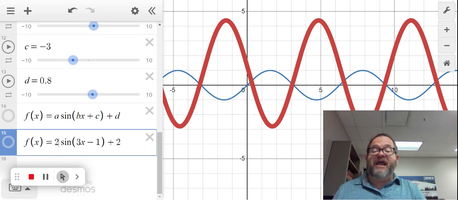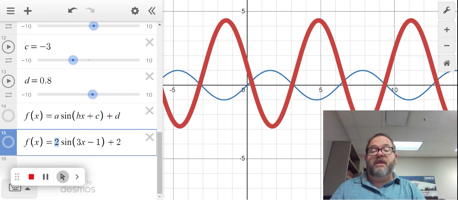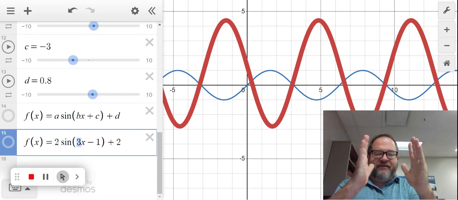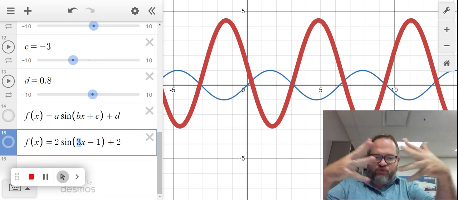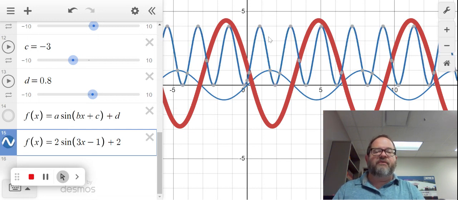I can see that I have started with a parent function of sine, but I have vertically stretched it by 2, so it'll be taller. I have horizontally compressed it by 3, so it'll be squishier towards the y-axis. I have shifted it horizontally by 1 and vertically by 2. So it'll be off to the side a little bit and up a little bit. And if I turn this on, you can see that's exactly what we got.